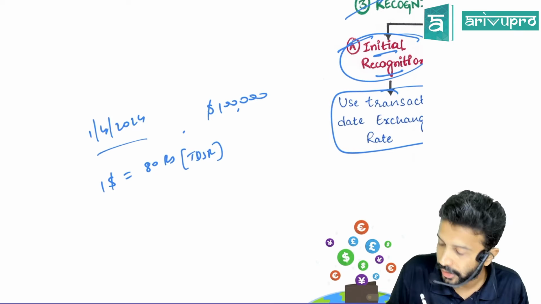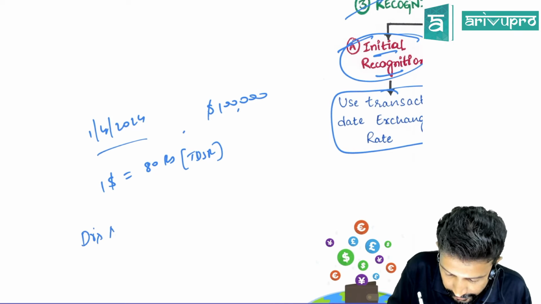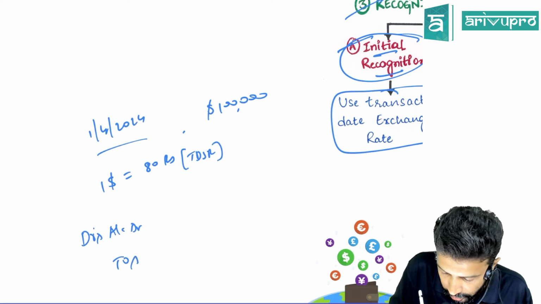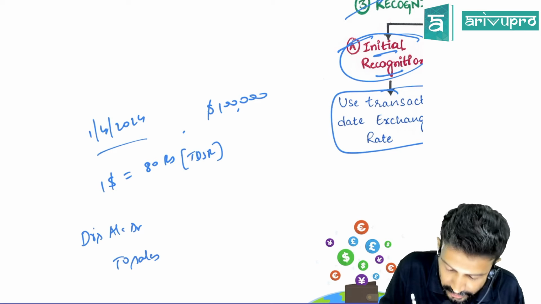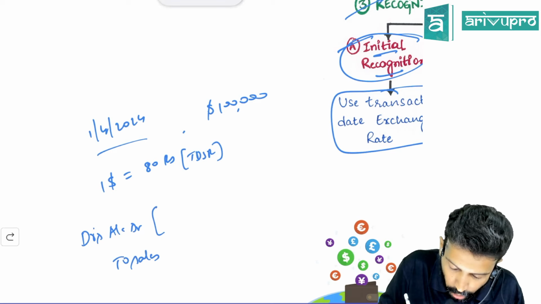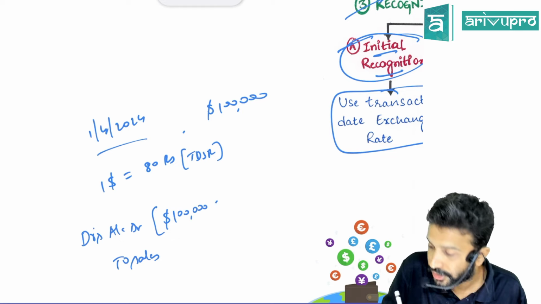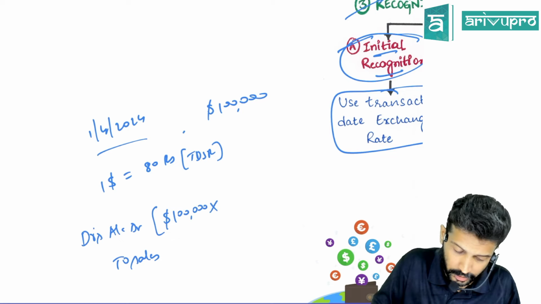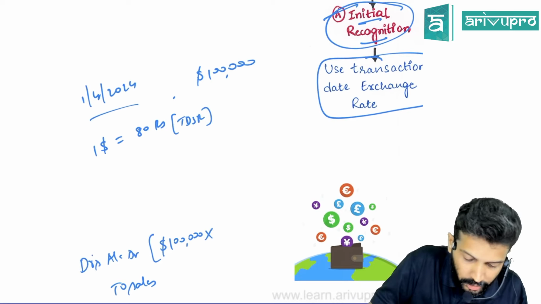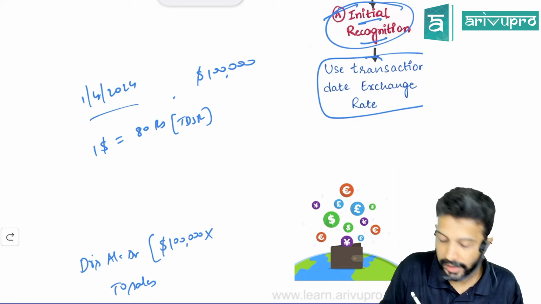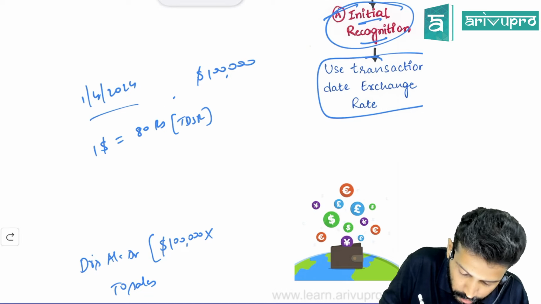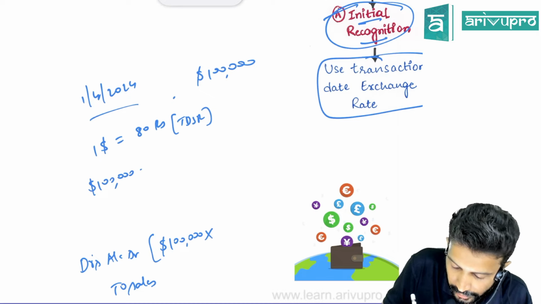What's the journal entry for credit sales, sir? Debtors account debit to sales. Easy. But this debtor's value is in rupees or it's in dollars? Dollars. So it's there as $1 lakh. Sir, $1 is equal to 80 rupees. $1 lakh will be how much, sir? $1 lakh will be X.